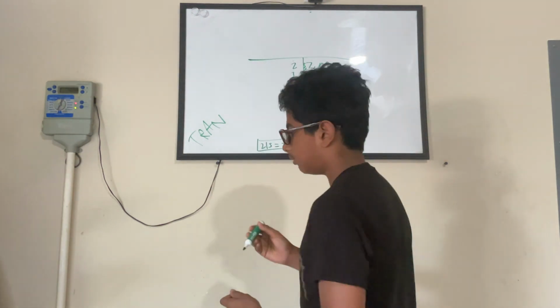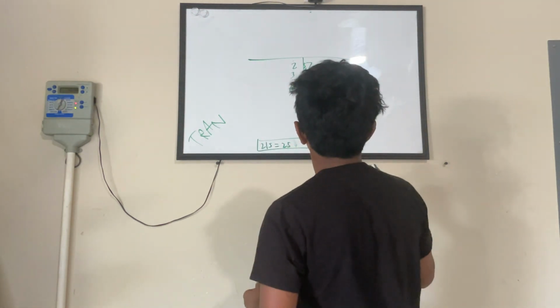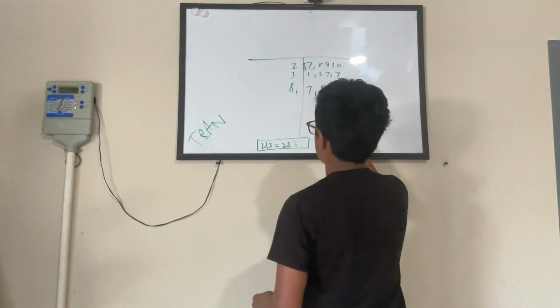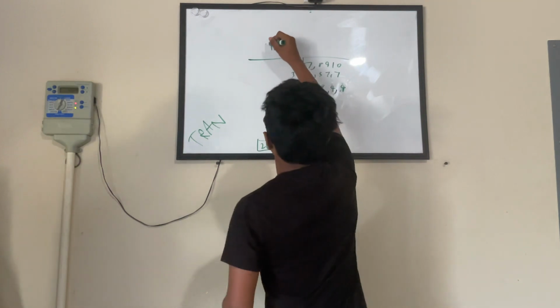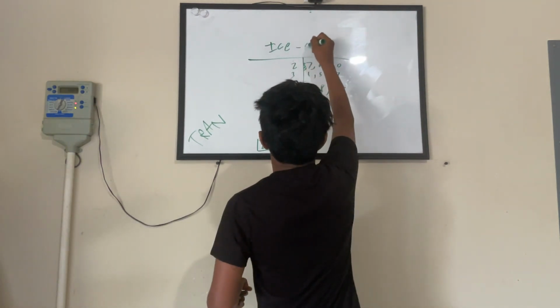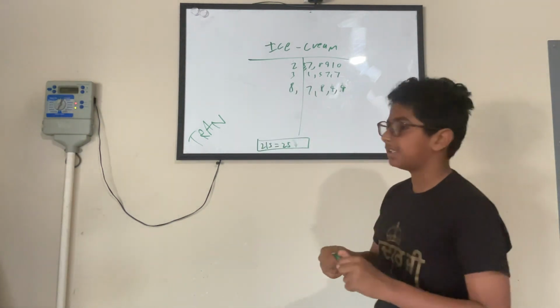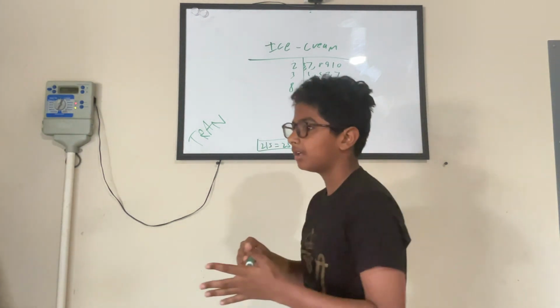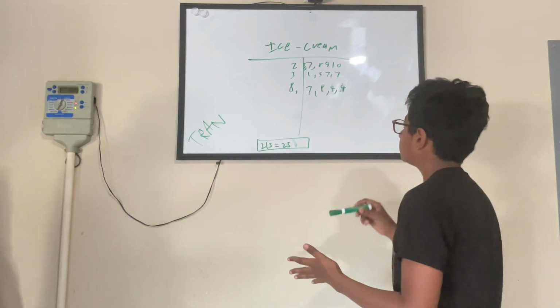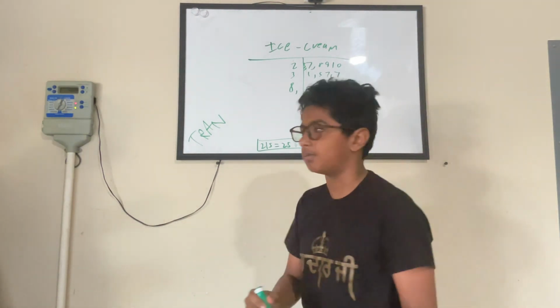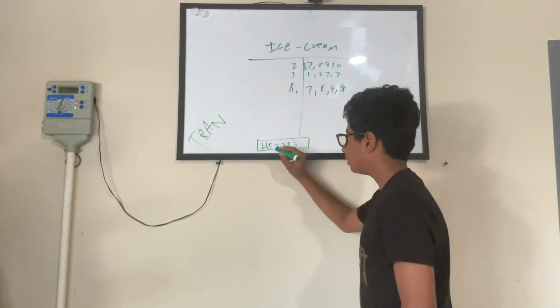Let's see. So count how many. Let's say one of these is ice cream. Calm down. Let's see how many people chose more than 31 ice cream. So we count. Look at the key. 2 by 5.